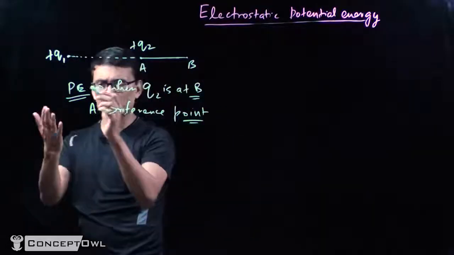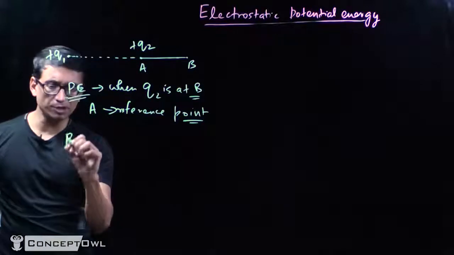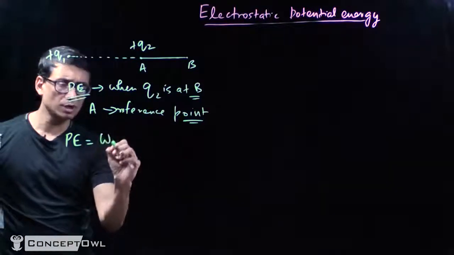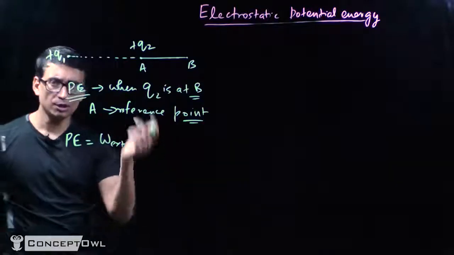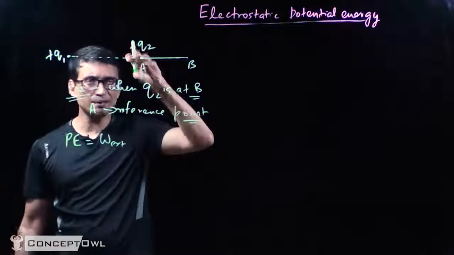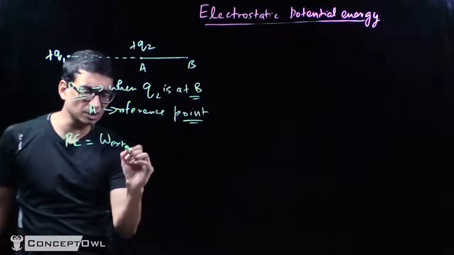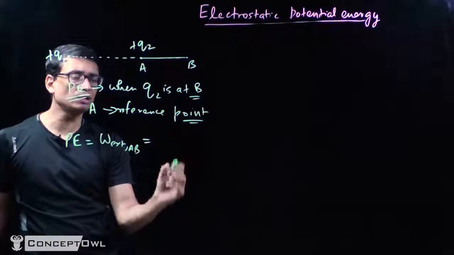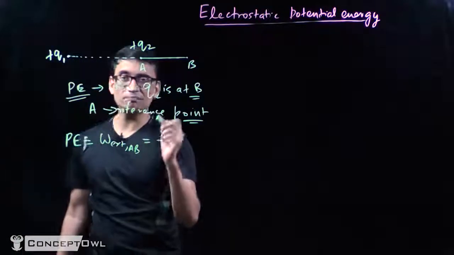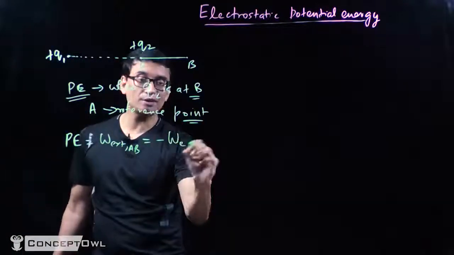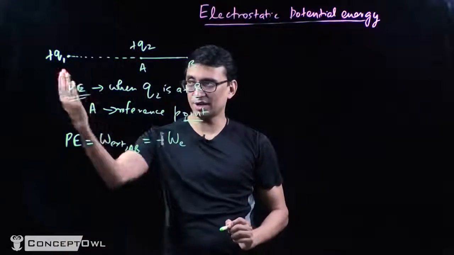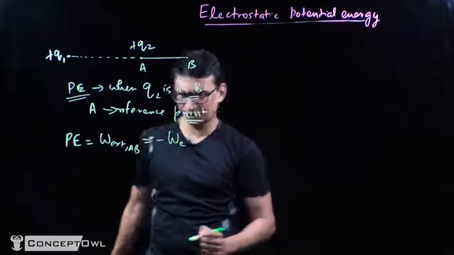So what is potential energy? We said that potential energy is equal to the work done by the external force to take the object from the reference point to the given point. So work done by the external force from A to B is also equal to the negative of the work done by the electrostatic force when the object goes from A to B.